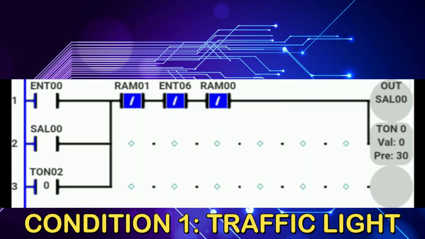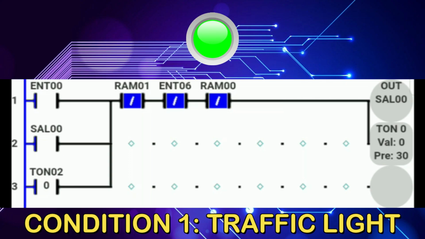So, in the first rung, we use the ENT00 or the enter00 instruction to read the I0.0 push button input, which is normally closed, to the RAM01 output. The ENT06 instruction is also normally closed and is used to prevent RAM01 output from being activated unless the I0.0 push button is pressed. The AND function is used to ensure that both conditions are met before the RAM00 output is activated. The output RAM00 is connected to the Out Cell 00 instruction, which activates the green light signal.